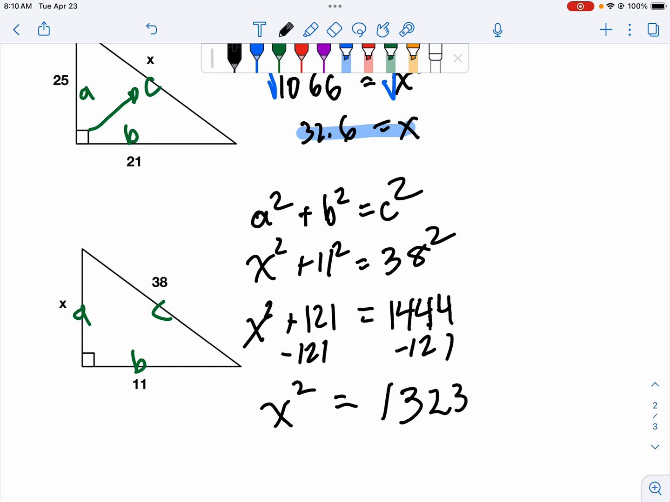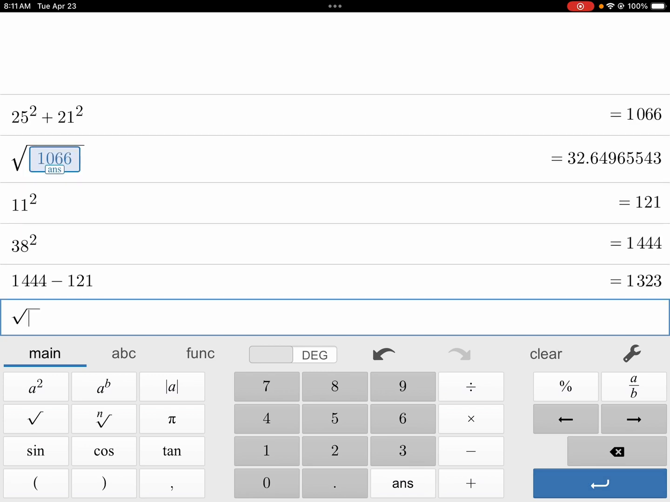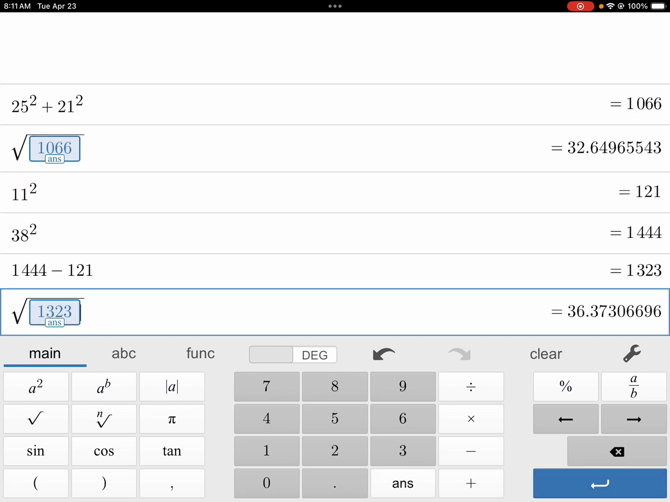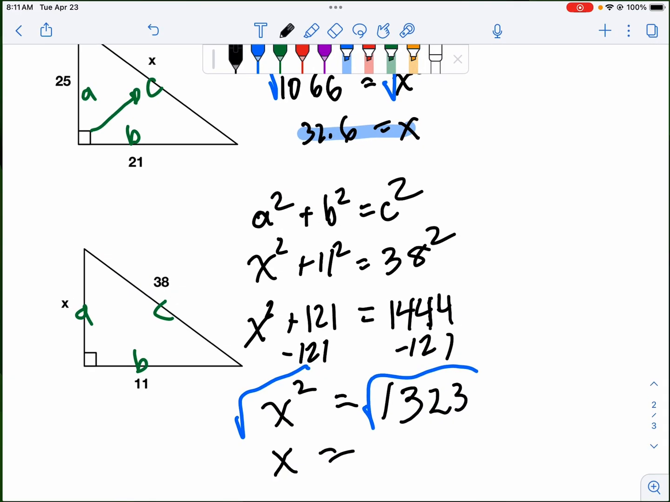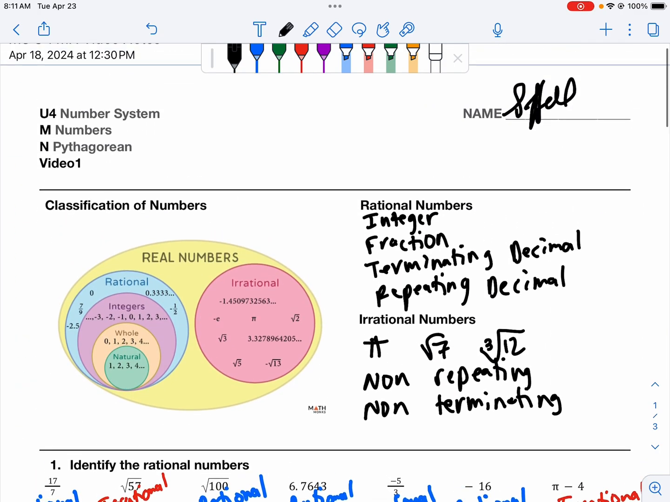And then, just like in the previous problem, we square root. So I want to get x equals. Go back to your calculator. You can take 1,444 minus 121 if you didn't believe me. Okay, then you can do square root of the answer, and we get 36.4. All right, that is the Pythagorean theorem, and that has been our quick video reviewing those two standards.